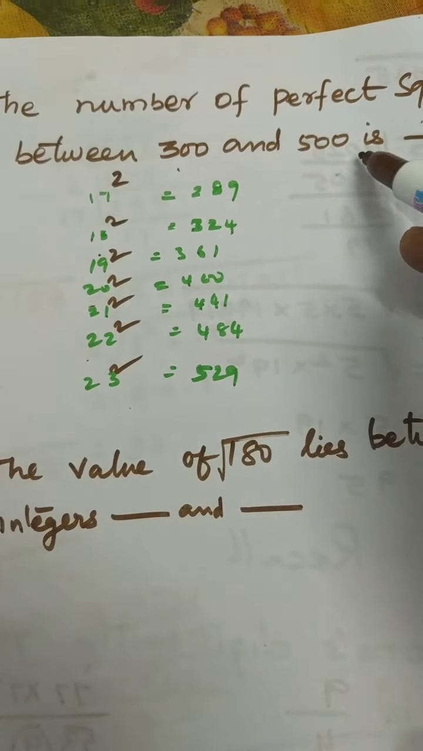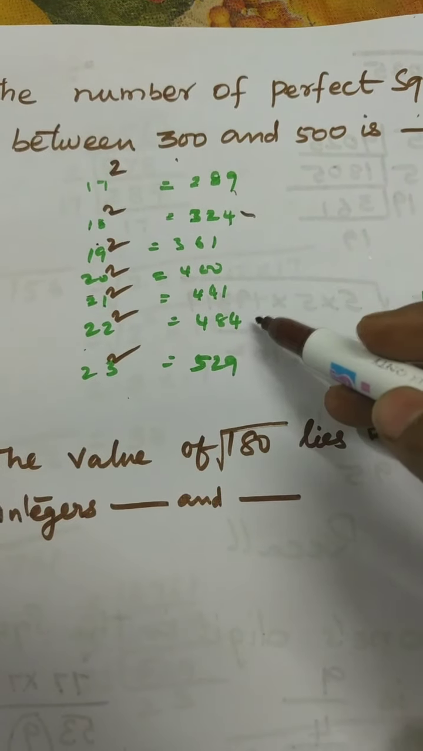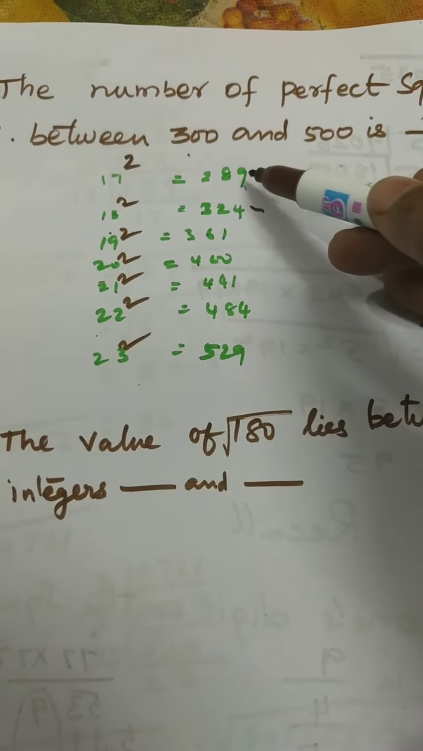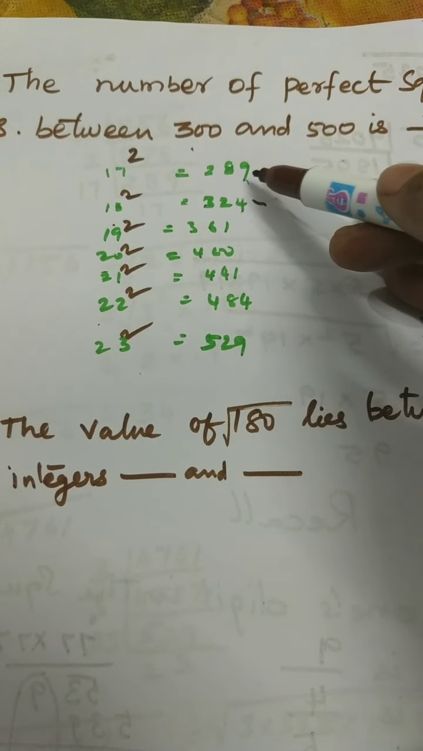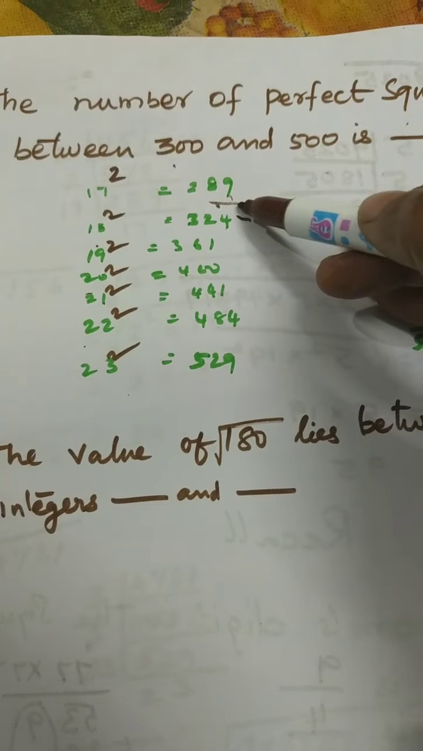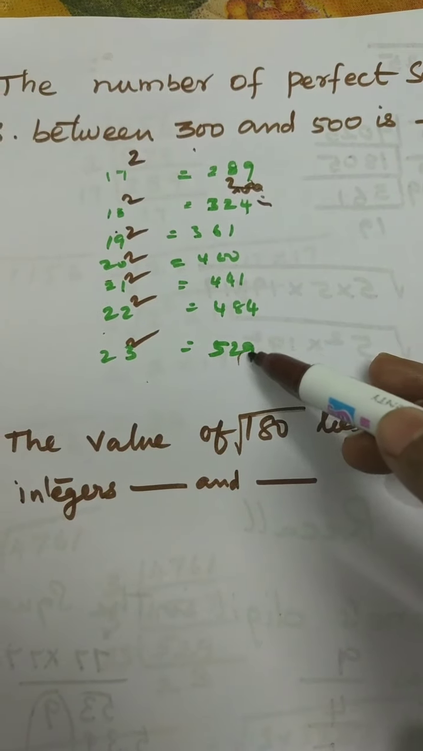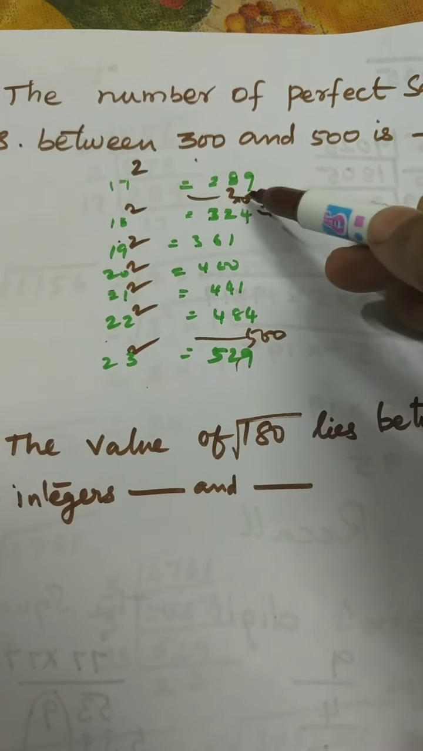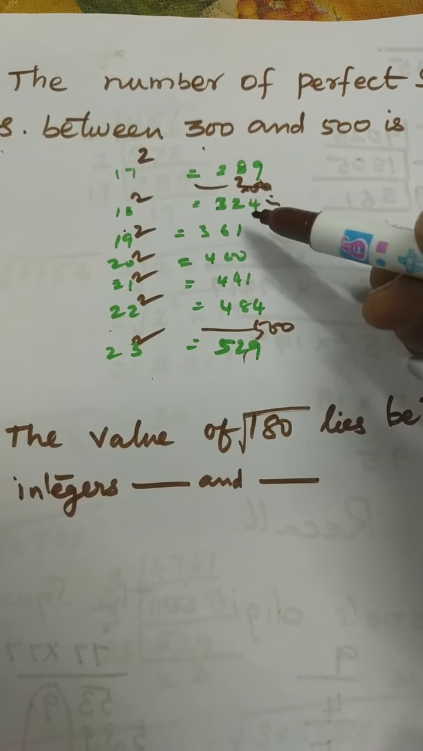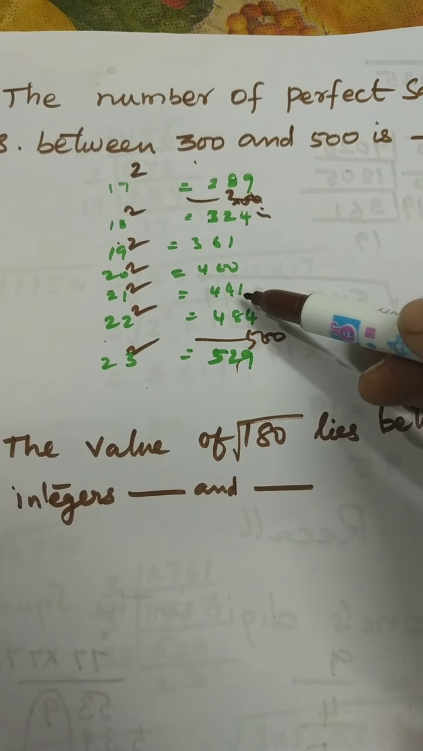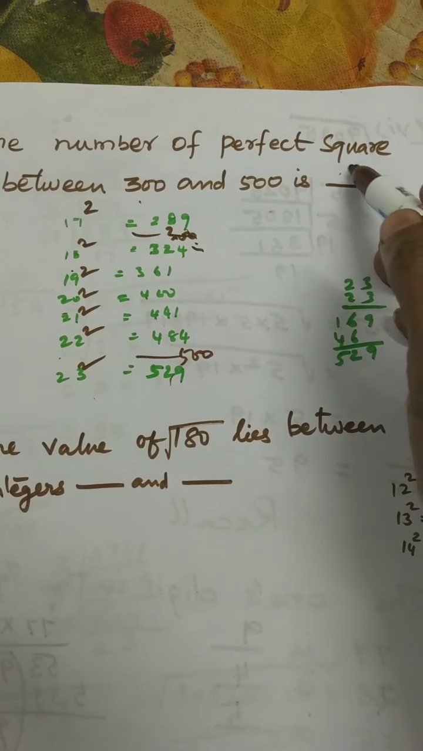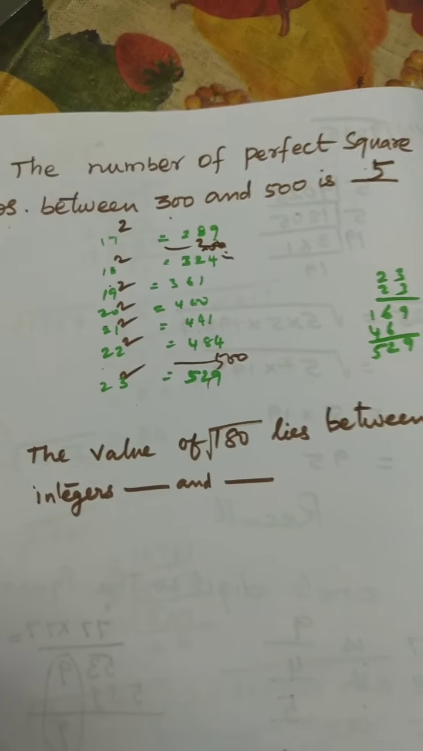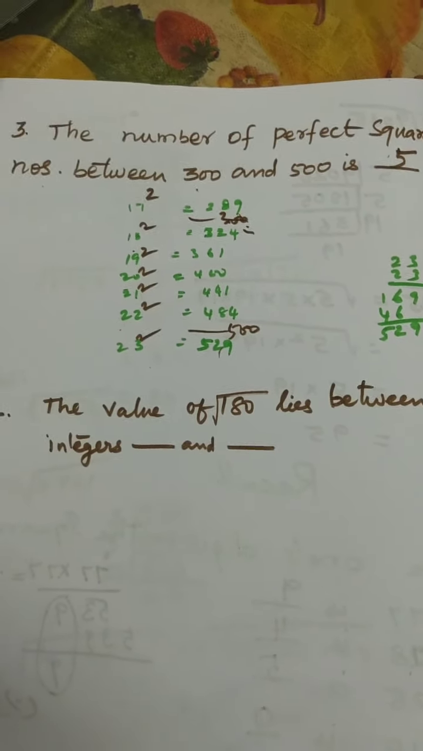We need 300 to 500. Here 300 starts after 289, isn't it? After 289 only 300 will come, and 500 will come here. So in between, how many square numbers are here? 1, 2, 3, 4, 5. So 5 is the answer. Between 300 and 500, 5 perfect squares are there.